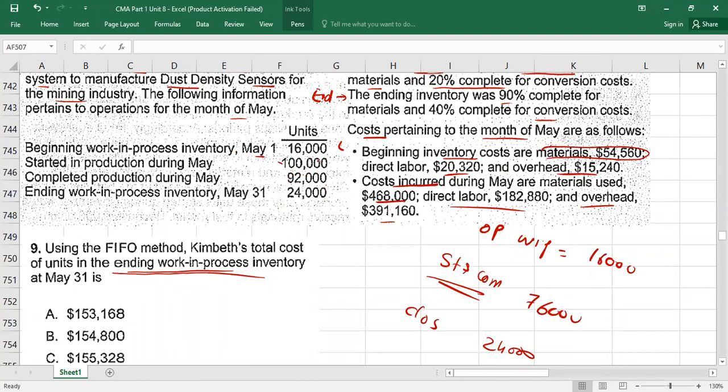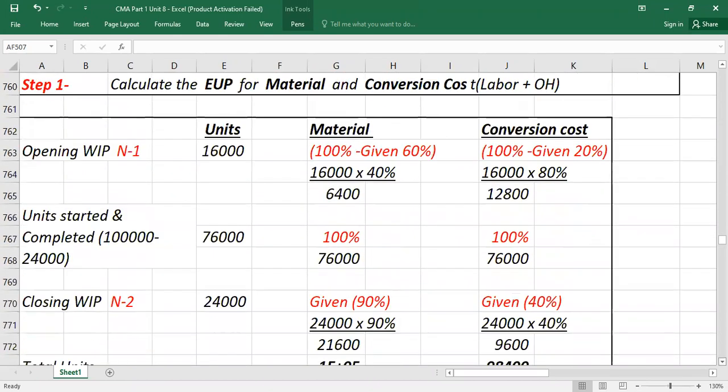And started and completed, I can calculate another way also. I told you by the way, there in the equation: opening plus started and completed is equal to transferred out, right? If transferred out is known and opening is known, I can calculate started and completed. Transferred out is 92,000 and opening is 16,000. The difference is started and completed, 76,000. Both equations will work. So we got three.